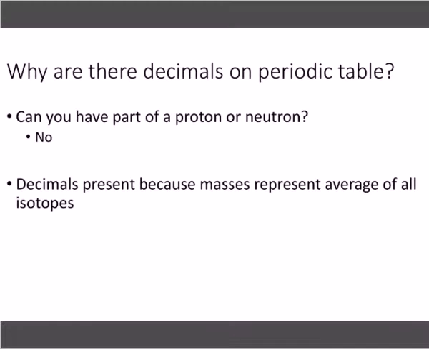Average atomic mass we're going to find is a little bit different. So the question is, why are there decimals on the periodic table? Can you have part of a proton or part of a neutron? I mean, they do break down, but in this class we're not worried about that. For all intents and purposes, it's no, right? You can't have part of a proton, can't have part of a neutron. Decimals, guys, are present because their masses represent the average of all the isotopes, and that's the key here, that it's an average. All right?